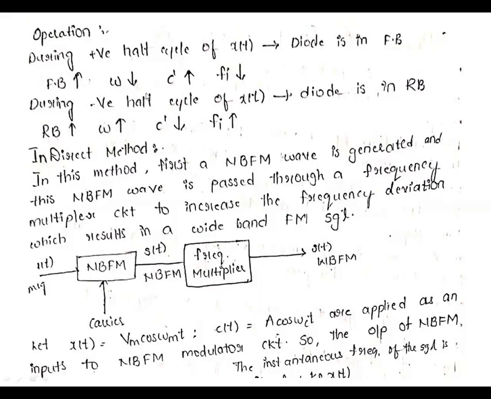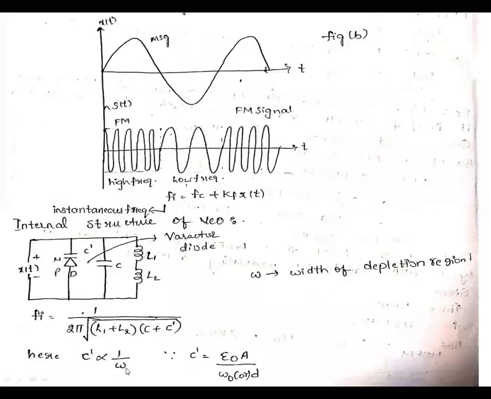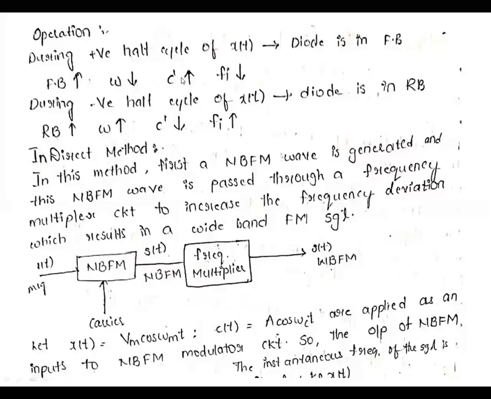When the depletion region decreases, C dash also increases, because C dash is inversely proportional to W. So when W decreases, C dash increases.